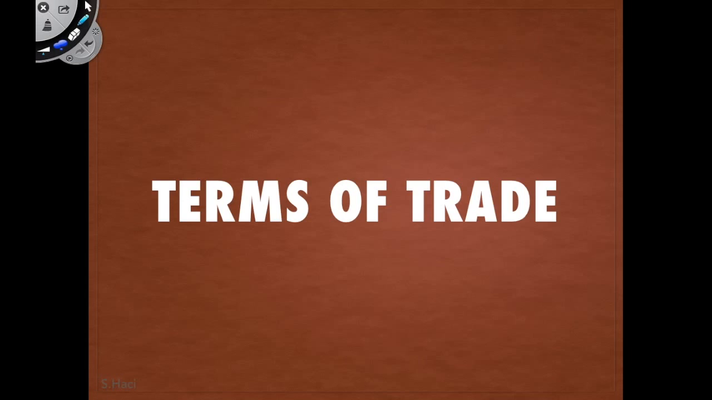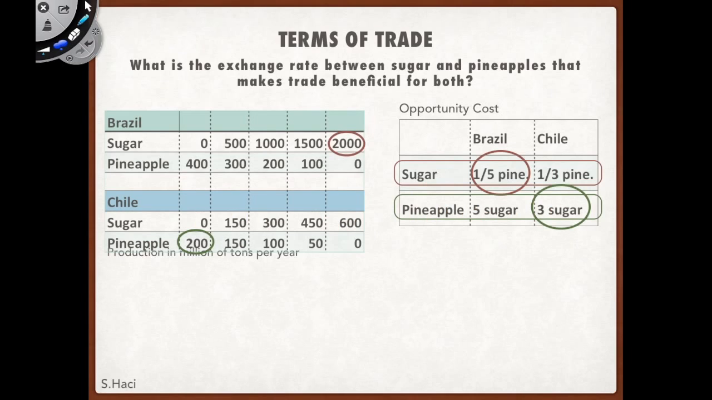Terms of trade. Now we have to exchange the goods and services. Right now, Brazil has all the sugar and Chile has all the pineapples. But we know that both countries want sugar and pineapple. Brazil was making some sugar and pineapple as well as Chile, so they both want both products. So how do we exchange these two goods? What would be beneficial for each country?